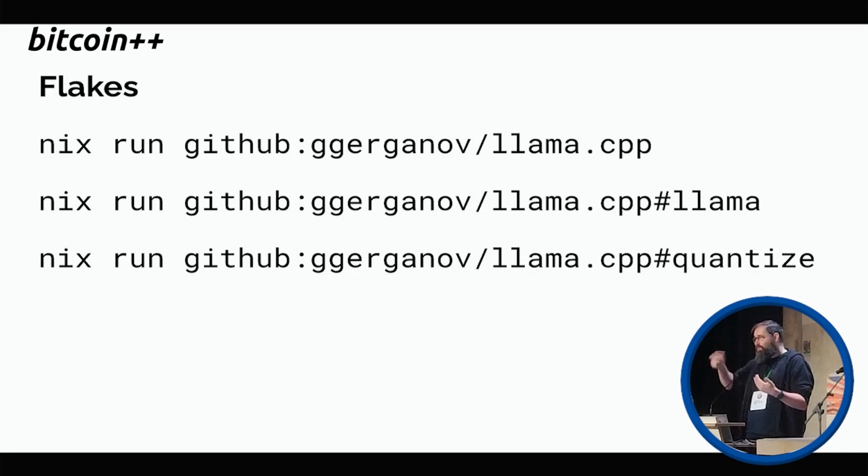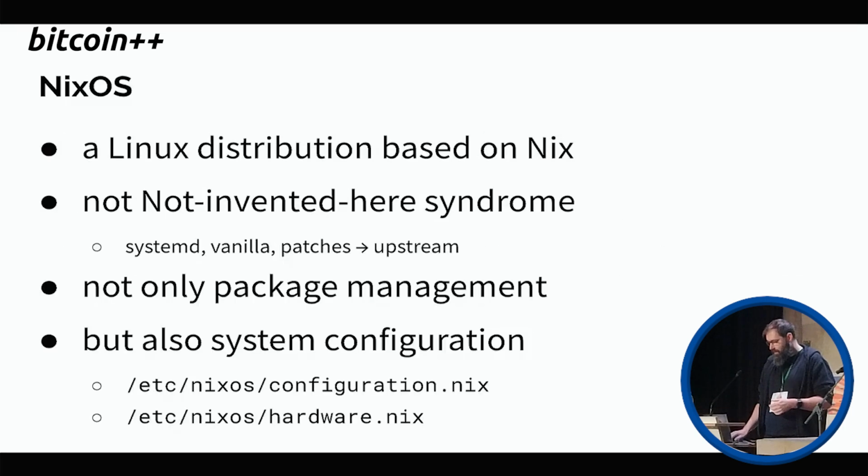But once you do this, this is everything that a user needs to do. They don't need to know anything about your project, about Git, about building it. You just run nix run with the github identifier and it's done. And of course, you can override the binary you want to be using, so it's either llama or quantize in that particular example. Okay, what do we have next?